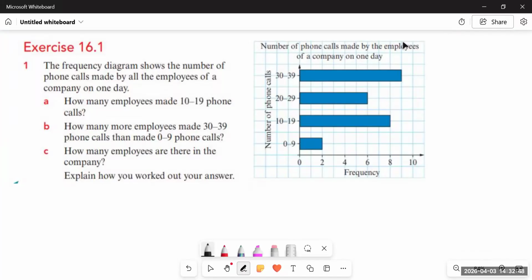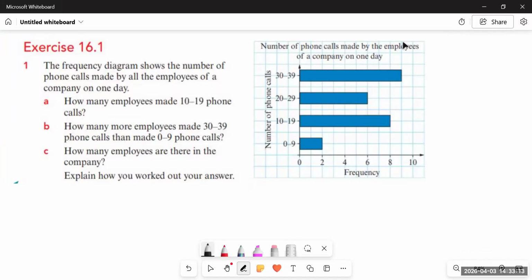This is Cambridge for Secondary, Book 8, and today we are starting with chapter number 16, which is related to interpreting and drawing frequency diagrams. You have already learned about graphs, frequency diagrams, and pie charts in earlier grades. It's related to the previous understanding. Let's see what's happening in this question.